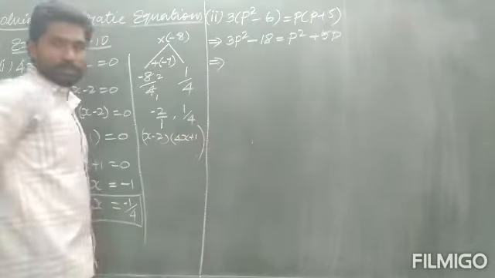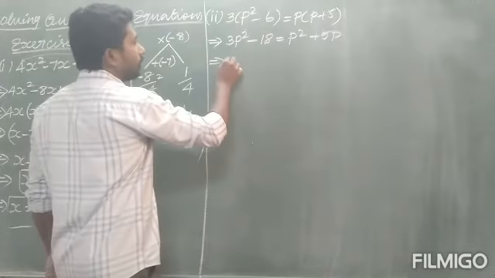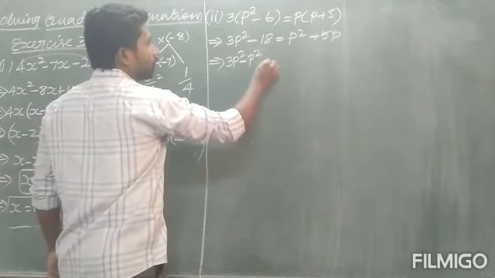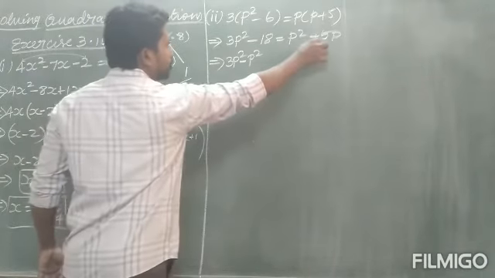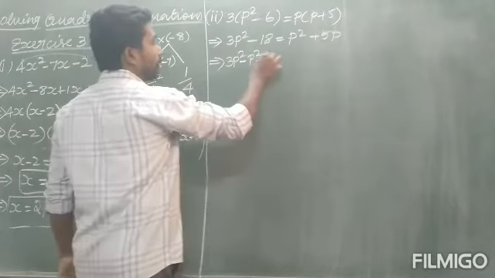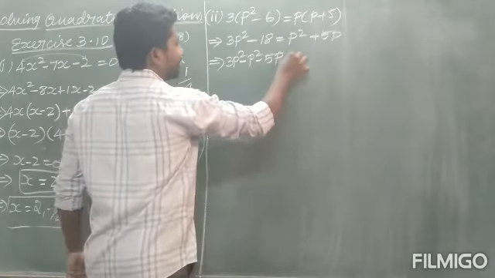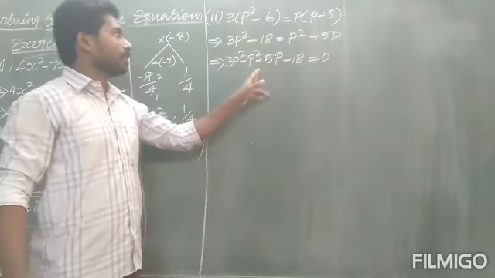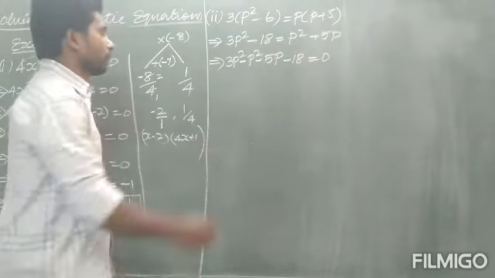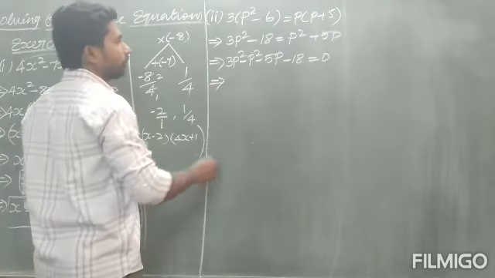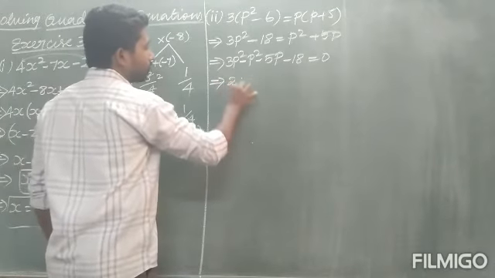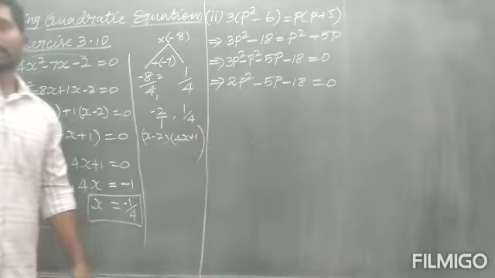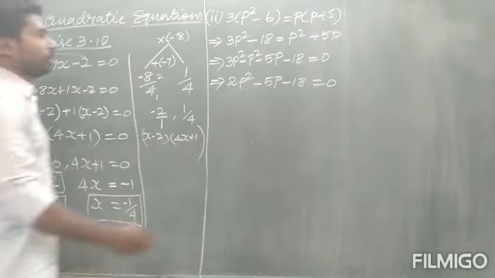So now bring all the terms to the left hand side. 3p square, bring this p square to the left hand side, it will be minus p square. Also bring the 5p to the left hand side, it will be minus 5p. Minus 18 is already there, and the right hand side is 0. This implies 3p square minus p square, 2p square minus 5p minus 18 is equal to 0.